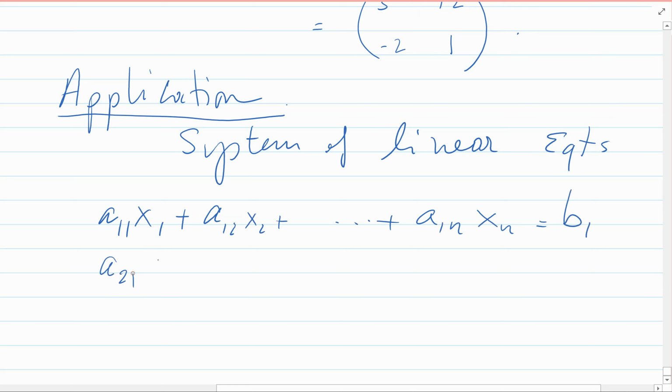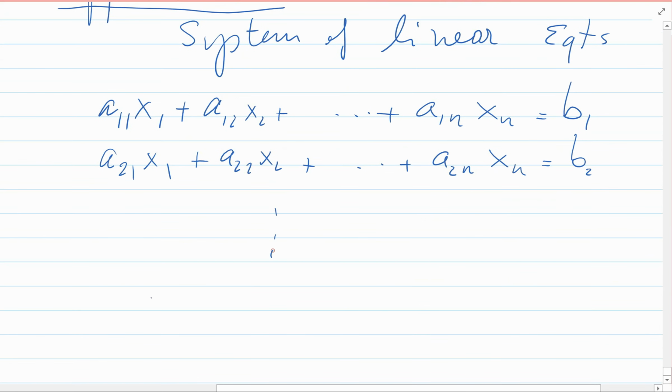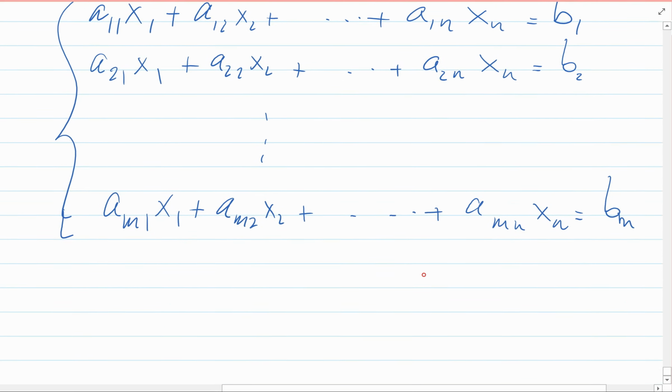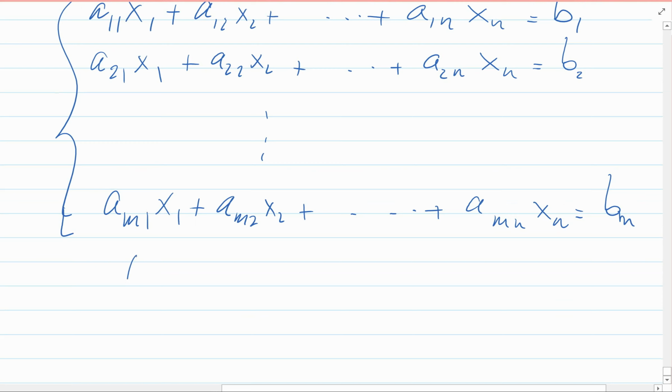Second equation, A21 x1, A22 x2, A2n xn equals B2. And if we assume that we have m equations, Am1 x1, Am2 x2, Amn xn equals Bm, the last equation. Okay? So in this case, I can write, using the equality, the following.